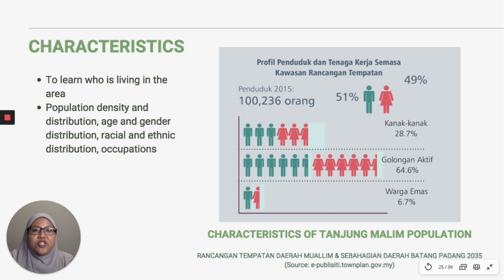And then the distribution of the age groups is more populated by the active groups. Perhaps this would include the youth and those aged between 18 to 60, right? And the least number of population are the elderly, which stands at 6.7%. And this also shows the number of population as of 2015, which is 100,236.